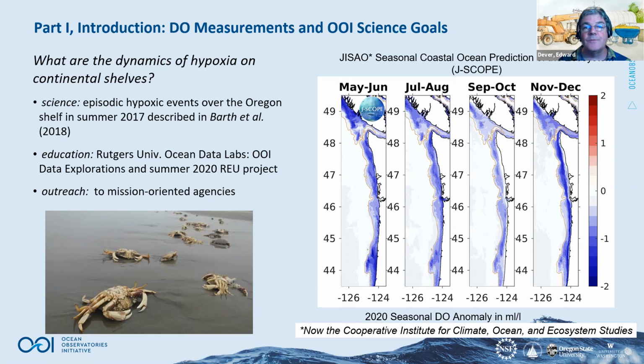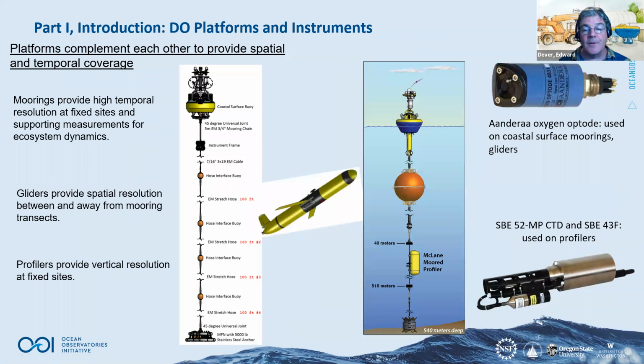When we're measuring things, of course, we're not able to measure every place, but we are trying to use different types of platforms to complement each other to provide good spatial and temporal coverage. The three platforms that are part of this webinar series are the coastal surface mooring, glider, and coastal profiler mooring, which has a McLane moored profiler on it. The moorings provide really high temporal resolution at fixed sites. They also provide supporting measurements for ecosystem dynamics. The gliders provide spatial resolution between the moorings, and then profilers provide really good vertical resolution at fixed sites.